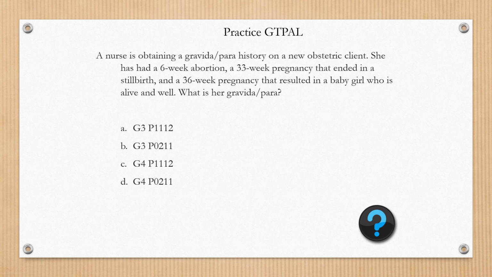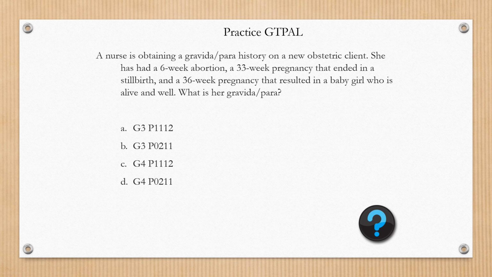Well, as we look at this, you're getting a history on a new obstetric client. She's pregnant now. Count that one. That's one of your G's. She had an abortion at 6 weeks. That's a 2nd G. She had a 33-week pregnancy. That's a 3rd G. She had a 36-week pregnancy. That's a 4th G. That takes me to the choices are now either C or D. I can eliminate A and B, right?